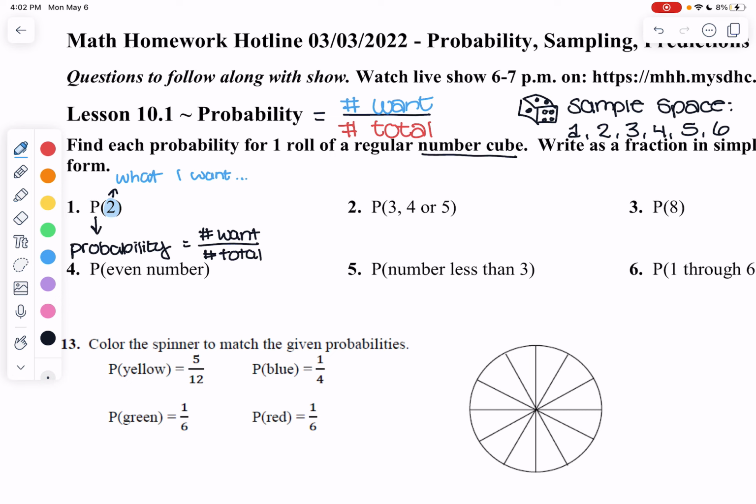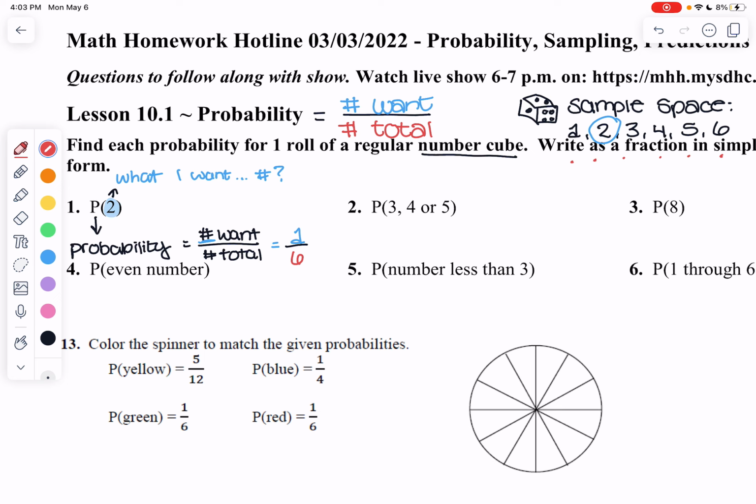What you have to ask yourself is, how many of those things are there in my sample space? This is a 2. I want to roll a 2. How many 2s are on my dice? Well, if I look at my sample space, there's only one 2. So how many things do I want? Just 1. Divide it by the number of total things that could happen. The total number of outcomes in my sample space is 1, 2, 3, 4, 5, 6. So I get 1 out of 6 as my probability.